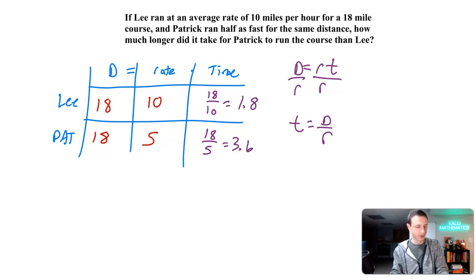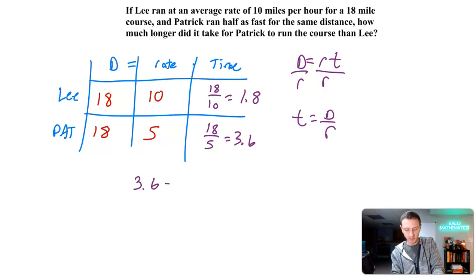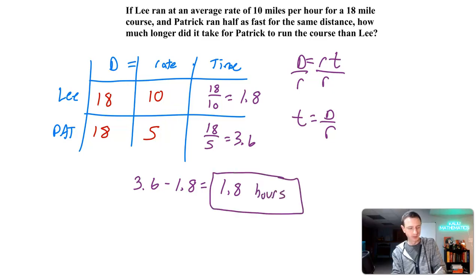Now, neither of these two answers is the answer. We want to know how much longer did it take Patrick to run the course than Lee, so we need to say 3.6 minus 1.8, which is 1.8. So it took Patrick 1.8 hours longer to run this course, because it took Patrick 3.6 hours where it took Lee 1.8 hours. Based on the fact that we're given distance and rate, we can easily figure out time, and then we just have to actually answer the question. So that's a common mistake type of problem that I wanted to show today.